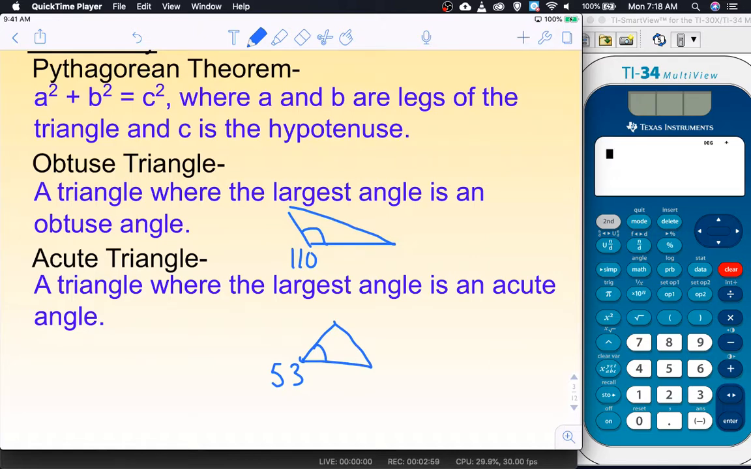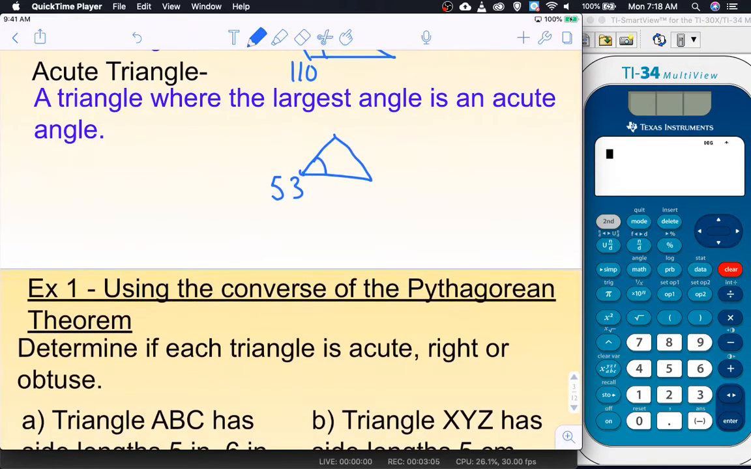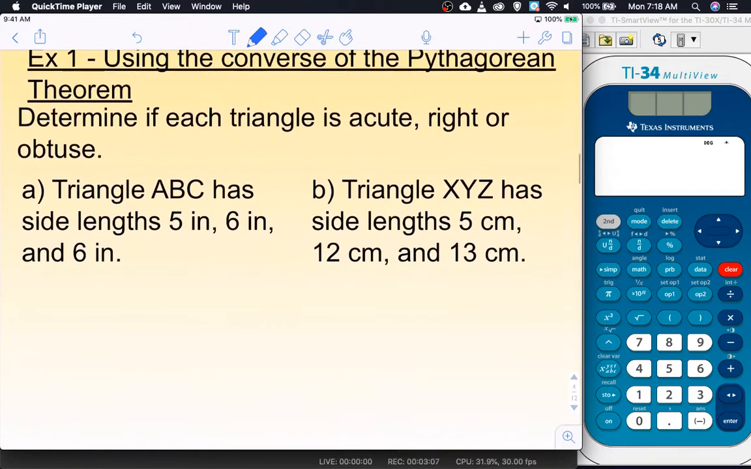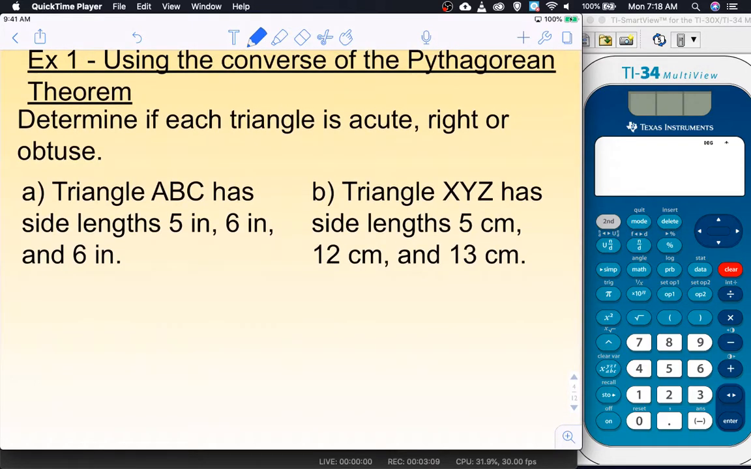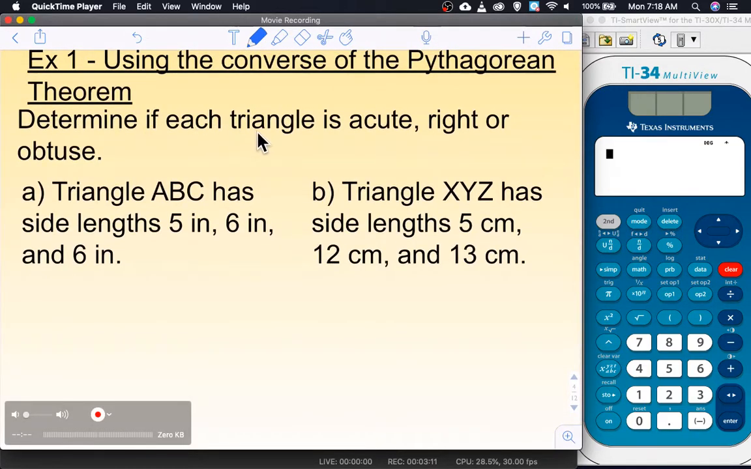So our goal is going to be figuring out, is the triangle we're looking at a right triangle, an acute triangle, or an obtuse triangle? And it's really not that bad. The directions say, determine if each triangle is acute, right, or obtuse.